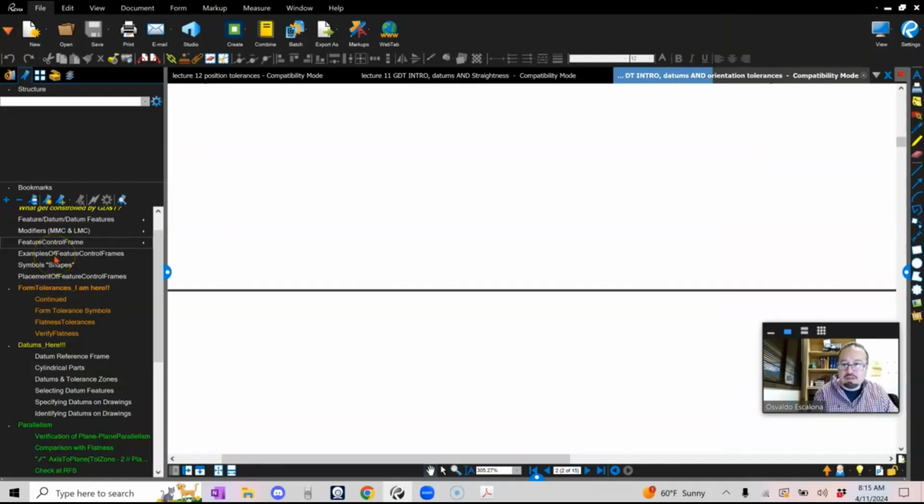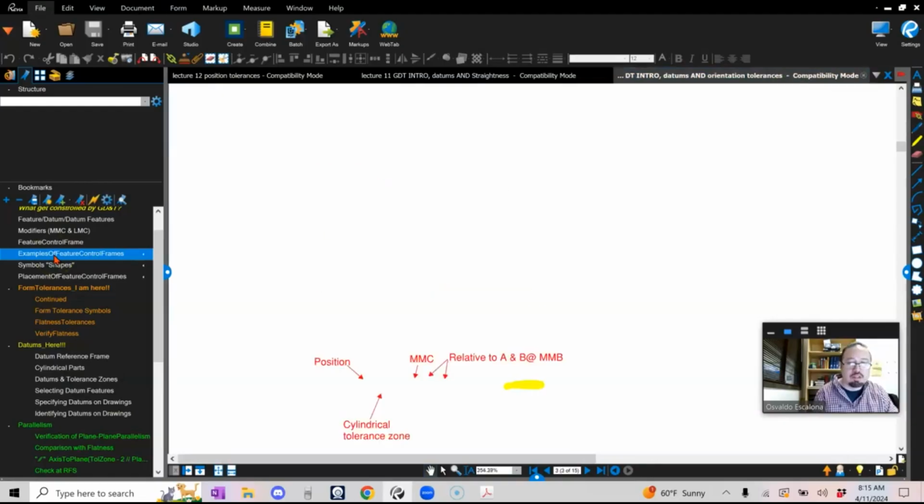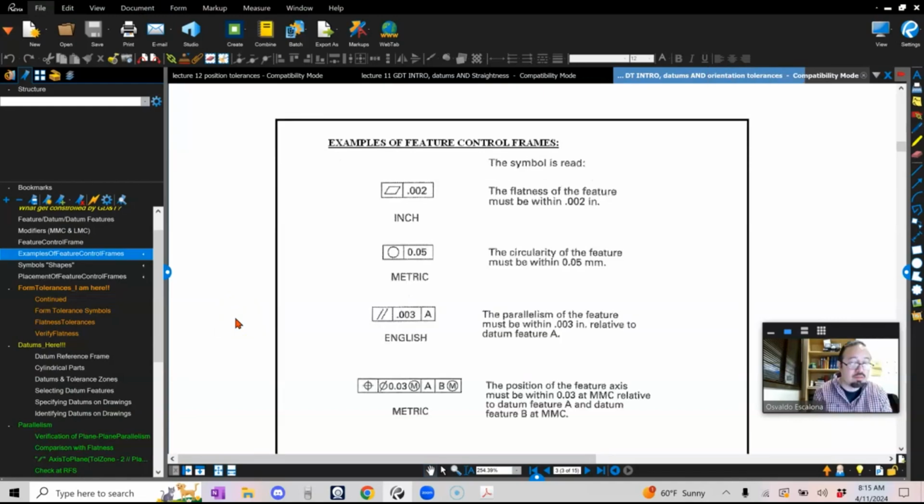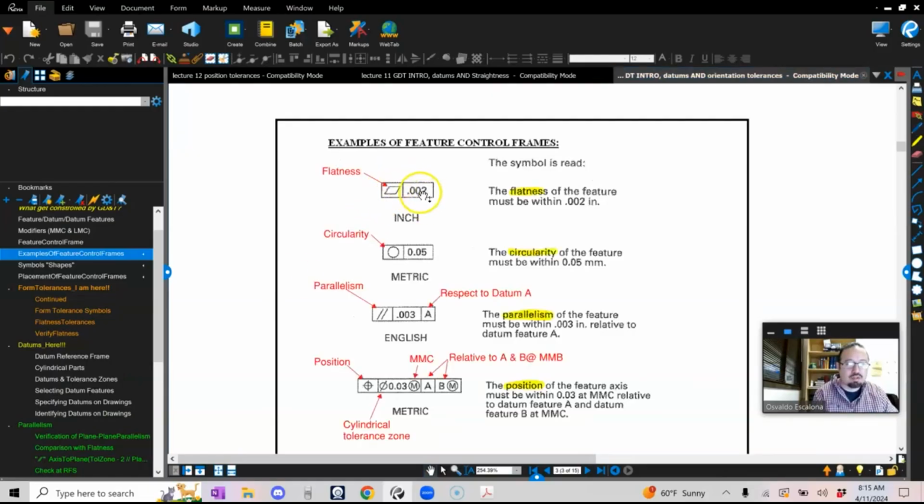Now let's see, do I have more lingo, more definitions that I need to go over? What you see here are examples of the feature control frame and what it actually tells you in simple words. Again, remember, it's a language. The first one has the symbol of flatness with a 0.002, so it tells you this feature has a flatness that must be within 0.002 of an inch. This feature has a circularity within 0.05 millimeters. This feature is parallel to datum A within 0.03 of an inch.